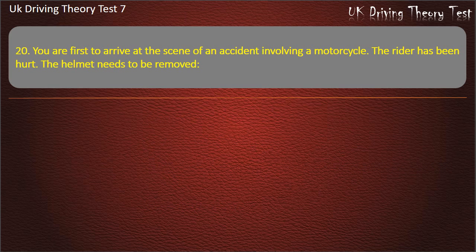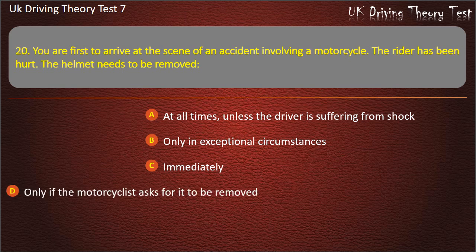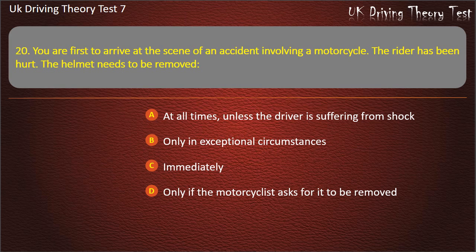Question 20. You are first to arrive at the scene of an accident involving a motorcycle. The rider has been hurt. The helmet needs to be removed. At all times, unless the driver is suffering from shock. Only in exceptional circumstances. Immediately. Only if the motorcyclist asks for it to be removed. Answer. Only in exceptional circumstances.